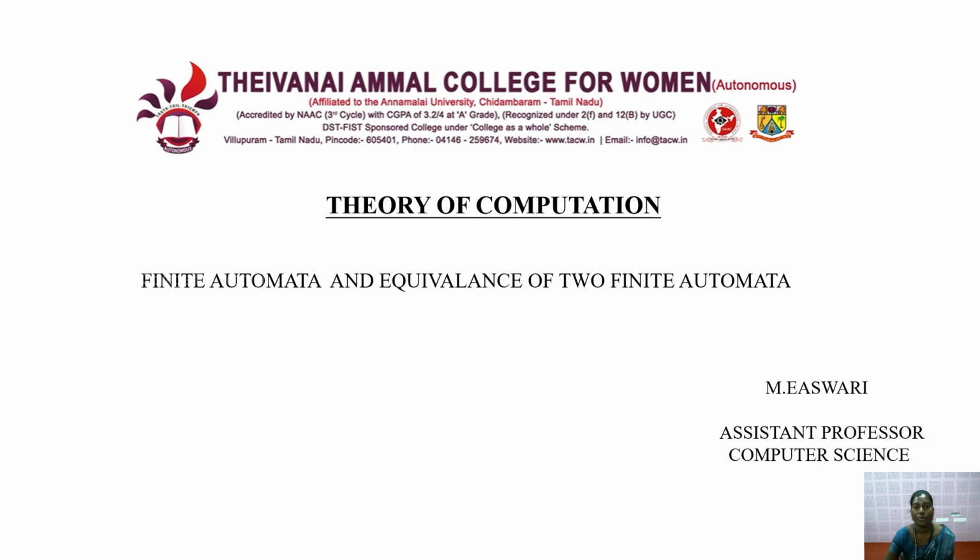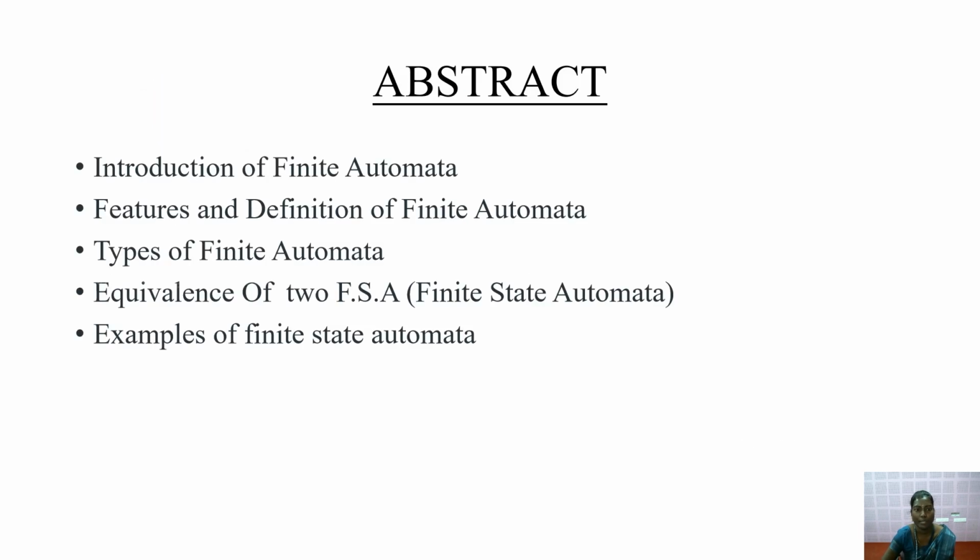Now I am going to discuss a topic about theory of computation. In that, I am going to discuss a subtopic of finite automata and equivalence of two finite automata. Now I am going to see what is meant by finite automata. Here's the abstract of finite automata: an introduction, the features and definition, the formal definition of finite automata, the types covered in finite automata, equivalence of two finite automata and its examples.